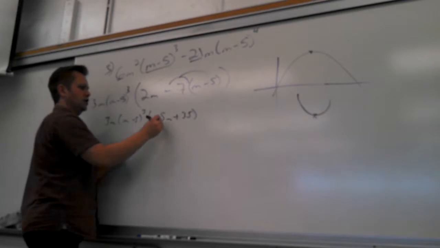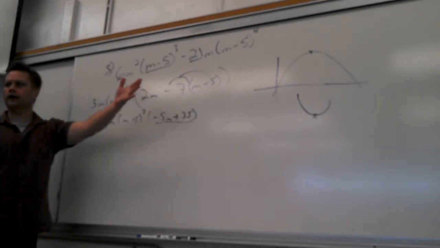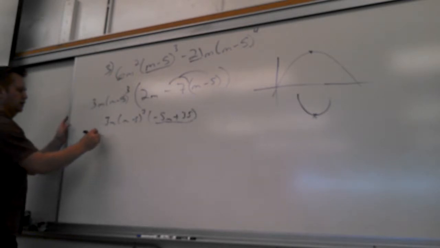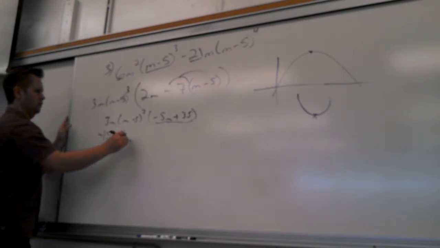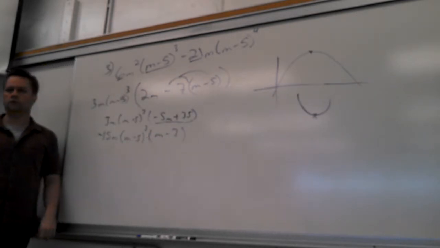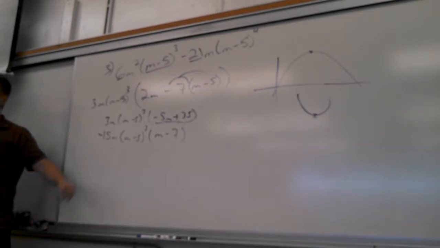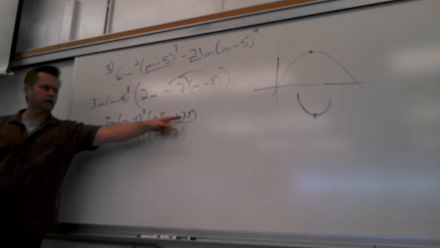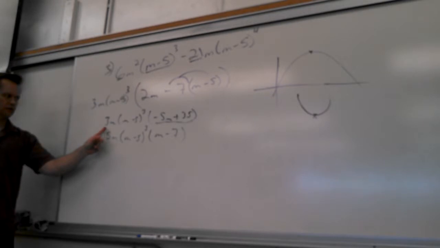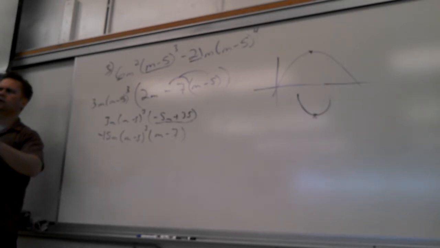And then the last thing now, you can take out like a negative 5, for example, right? So you get negative 15m, m minus 5 cubed, m minus 7. So you guys see that last step? Take a negative 5 out of here. So that becomes negative 15 out there. You guys all right? Some of you guys are looking at me like, what is this?